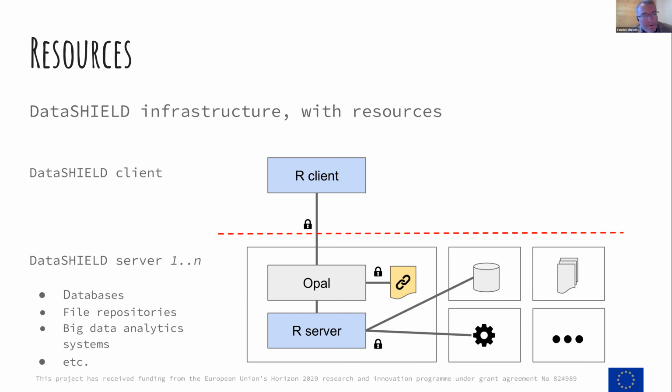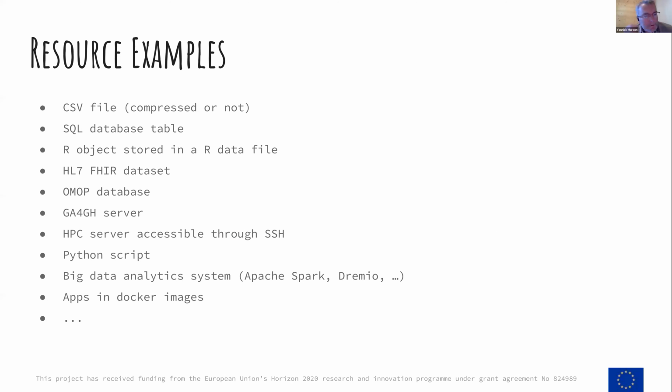As examples, the basic ones supported are, of course, CSV files, compressed or not, SQL database tables, R objects stored in an R data file. But you can imagine different kinds of resource formats: an HL7 dataset, an OMOP database, a J4J server, which was used by the Juan González team, an HPC server accessible through SSH, a Python script, a big data analytics system like Spark, an app in Docker images. Just name it. There's no limit.